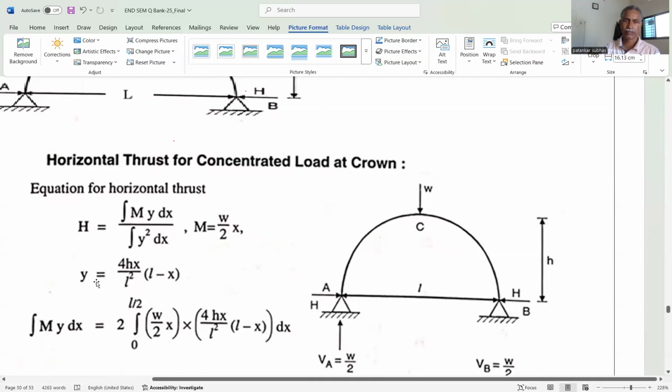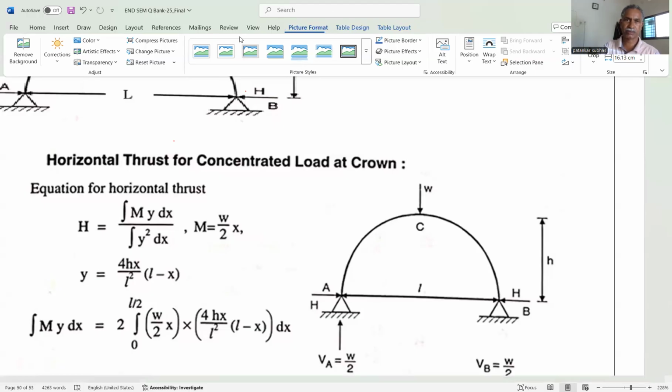So y is equal to 4h into x divided by l square into l minus x. This is the standard formula of the parabola. So first we have to solve the integral of m multiplied by y into dx. What is m? Here it is observed that the load is at the center. That's why VA is equal to VB, or RA is equal to RB, is equal to W divided by 2, because it is distributed equally. So W by 2.